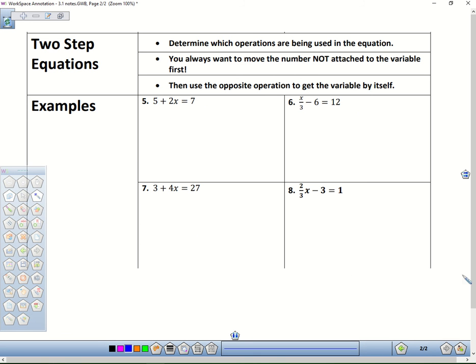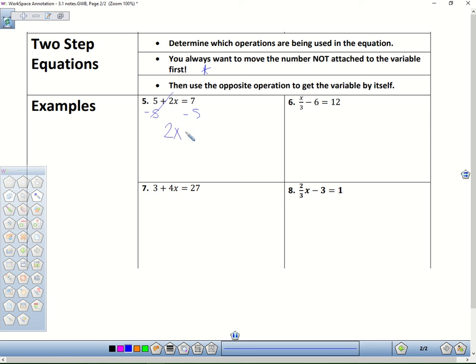For the next part, determine which operations are being used in the equation. You always want to move the number not attached to the variable first. Very important. Then use the opposite operation to get the variable by itself. So over here, I need to get rid of the number that doesn't have a variable attached to it. Which number? 5. Good, the 5. Is the 5 positive or negative? Positive. So what reverses a positive? A negative. So we need to subtract 5 on both sides. Go ahead and subtract 5 on both sides.